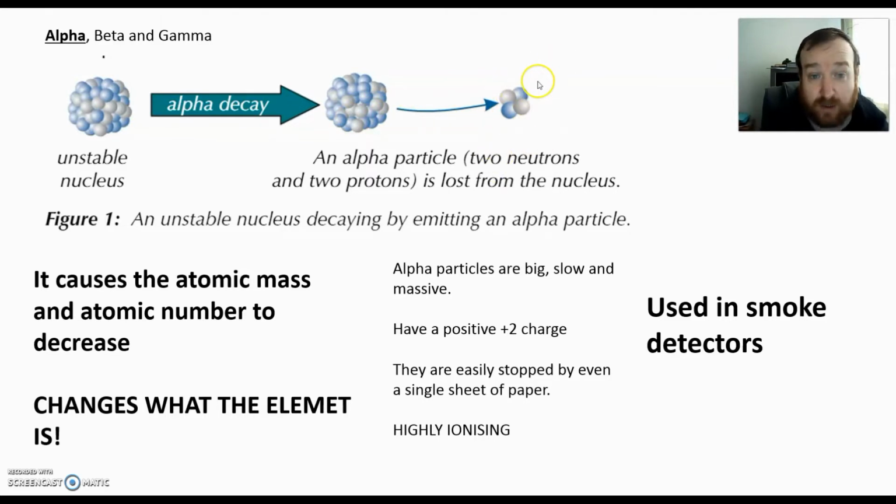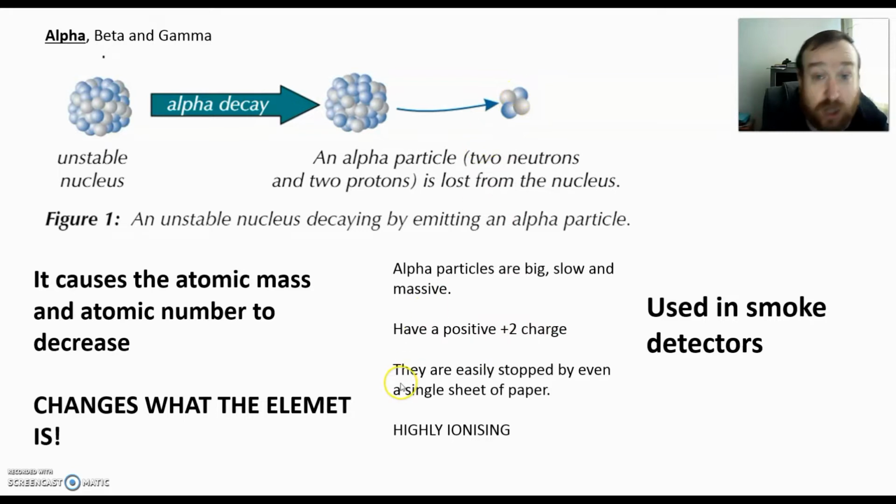And this alpha particle, the same stuff that was used in the gold leaf experiment, is a helium nucleus: 2 protons, 2 neutrons. It causes the atomic mass and the atomic number to go down. The atomic mass goes down by 4, the atomic number goes down by 2. It changes what the element is. Alpha particles are big, slow, and massive. They've got a mass of 4, atomic number of 2. It's got a positive charge, plus 2, because there are 2 protons.